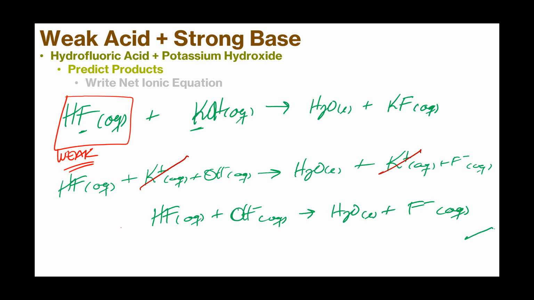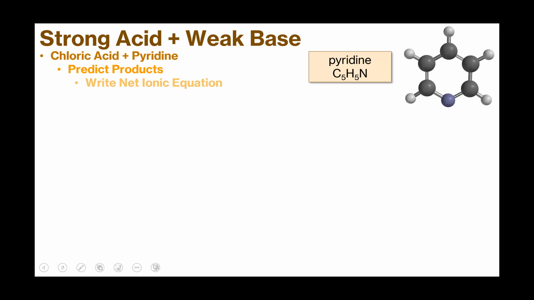All right, let's flip this over and do a strong acid plus a weak base. Okay, this is going to look a little weirder, but we can still do it. Okay, we want to take chloric acid and pyridine, and we're going to react them together, and we're going to predict the products, and we're going to write the net ionic equation. Okay, so let's take a stab at this. All right, let's say chloric acid, HClO3, aqueous, plus pyridine, C5H5N. I gave us that over here. You don't have to know pyridine. Aqueous. This is a weak base.